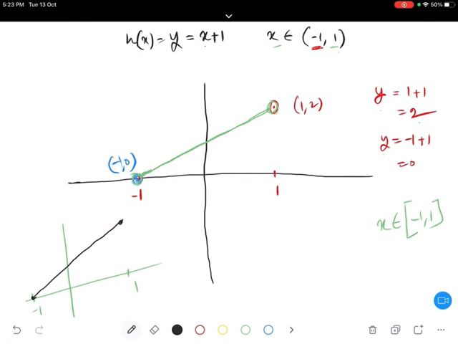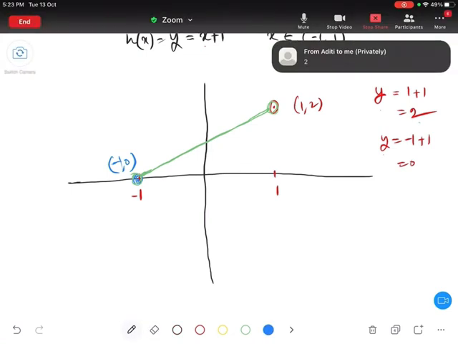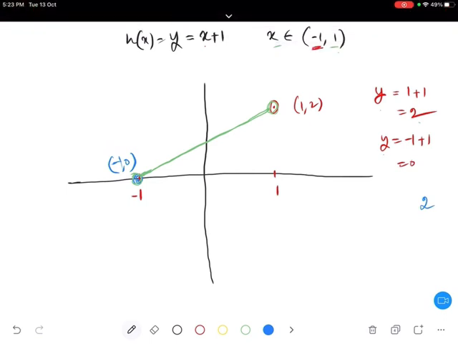Now after doing this, can anybody tell me what is the maximum value of the function? Come on, by looking at the diagram, from the graph, what is the maximum value of the function? Quickly tell me. Come on, guys, try. Aditi said 2. And so, what is the minimum value of the function?